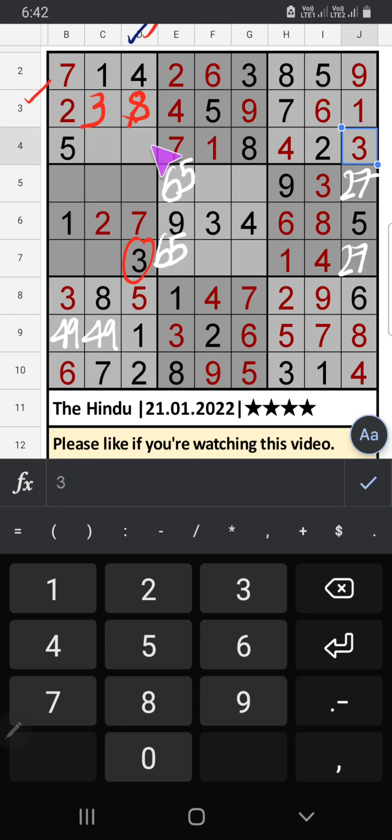Column D 2 numbers are remaining, 6 and 9. 5th row we have 9, so 9 can't come in this cell, then 9 is confirmed here, then 6 is here. Since 6 is here, so 6 can't come in this cell, then 6 is confirmed here, then 5 is here.